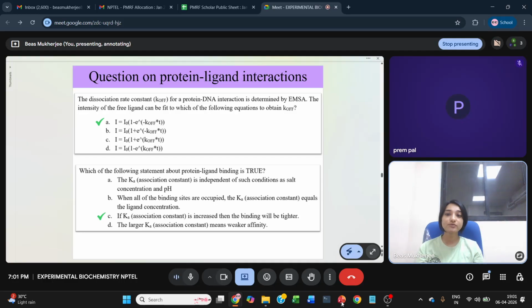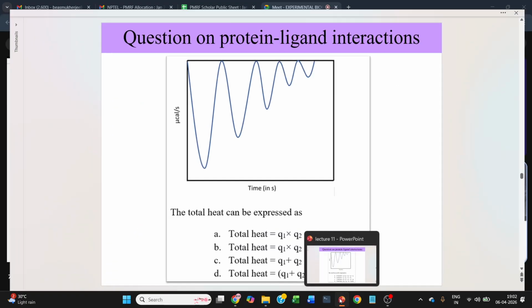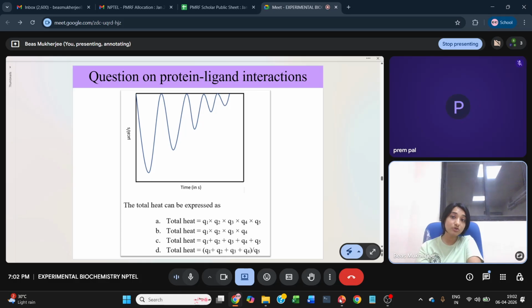Acha. And the next one: if Ka is increased, then the binding will be tighter. That is true, but the others are false, because of course association will be affected by salt concentration and pH. And when all the binding sites are occupied, then Ka is equal to ligand concentration. That is not correct. That is saturation.